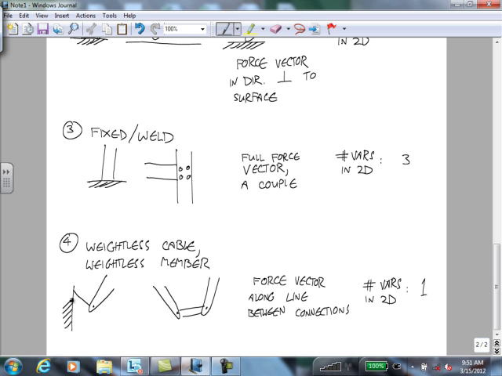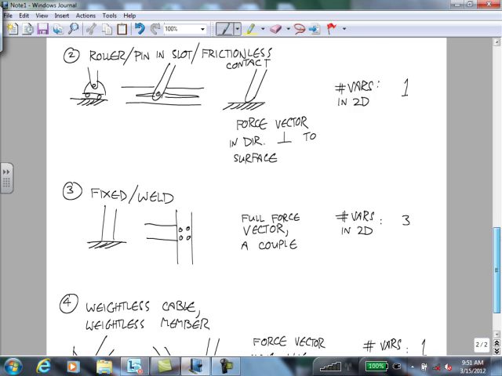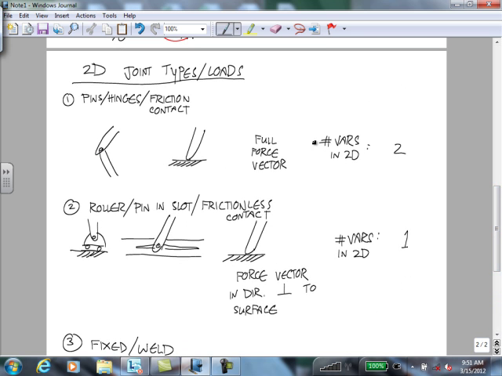Okay, so let's look at some examples of just what these loads look like in free body diagrams. So how would you represent these? So first, say that you have two members connected by pins. This is probably, I don't know, 90% of the joints that you're going to see in linkage problems are just two members connected by pins. So let's say this is member 1 and this is member 2.